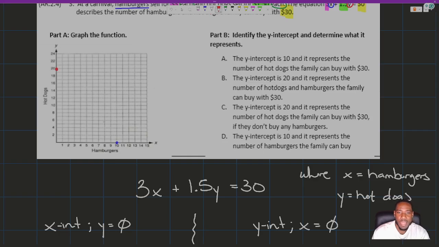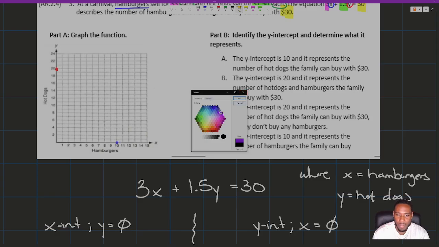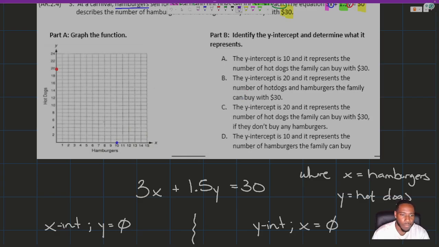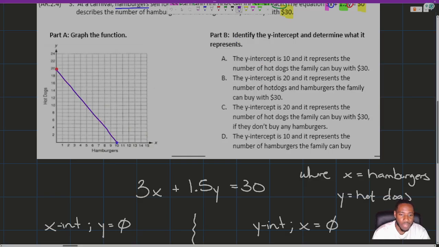All right. And I'm going to go ahead and finish off by giving us a nice little graph. Do I have like a purple I could use here? Yeah, let's do that. And we're just going to connect them. Ooh, not like that though. A little something like that. And that's going to represent our line. So part A is done. We've graphed it. Now we're going to consider the options here.